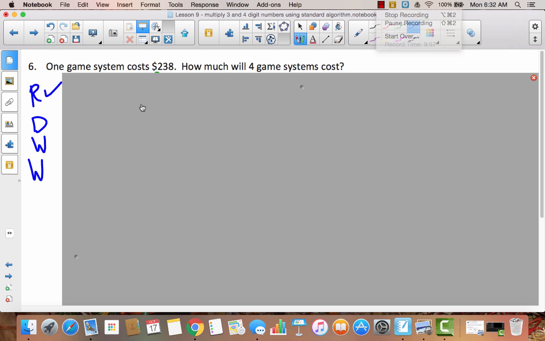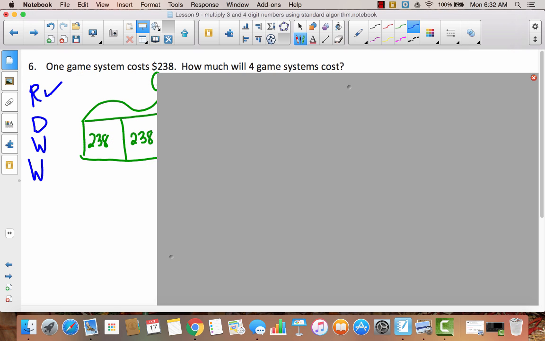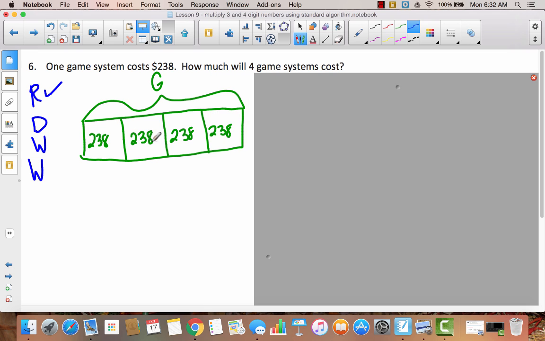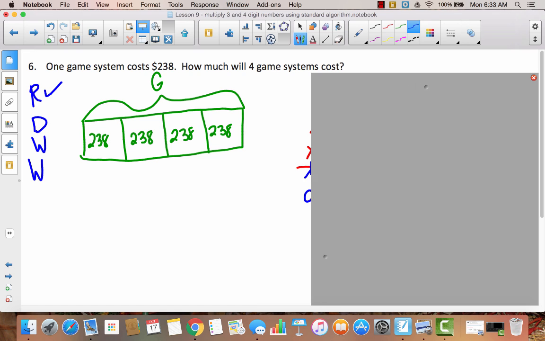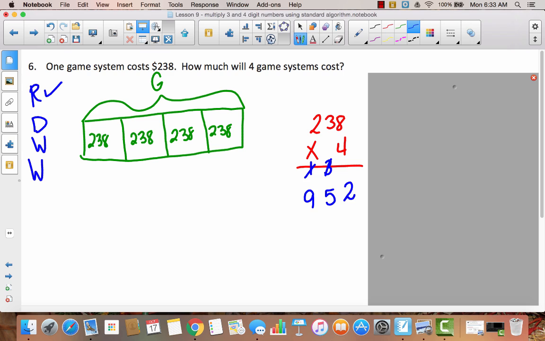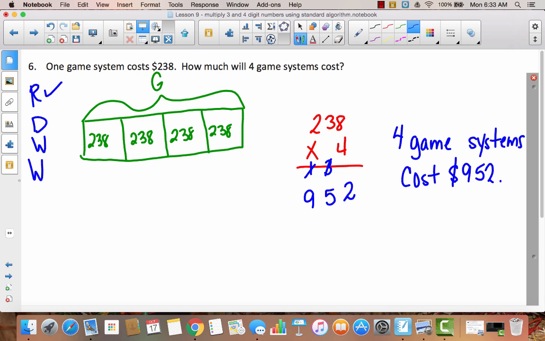Okay, so we already read the problem. Then it was time for us to draw. So I knew I had 4 game systems. So when I drew my tape diagram, I divided it into 4 sections. Each section was worth $238, and my total was what I was trying to figure out. So I could have added 238 4 times, or I could have said 238 times 4. And then when I solved using standard algorithm, that gave me 952. So then I answered the question, how much will 4 game systems cost? 4 game systems cost $952.